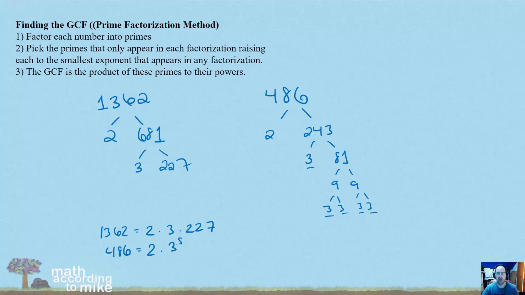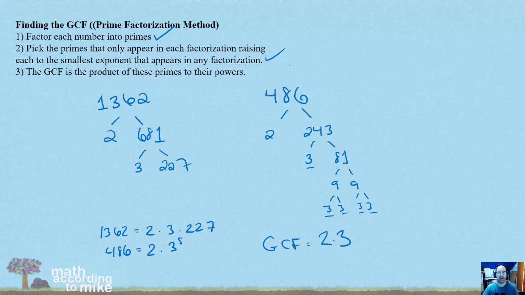5th. Okay. So step 1, factor each number into primes. Check. Step 2, pick the primes that appear in each factorization. All right. So notice that means only pick the primes that are common to both, their intersection. So notice they both have a 2 and both have a 3. 486 does not have a factor of 227. So we only look at the 2 and the 3. That's it.